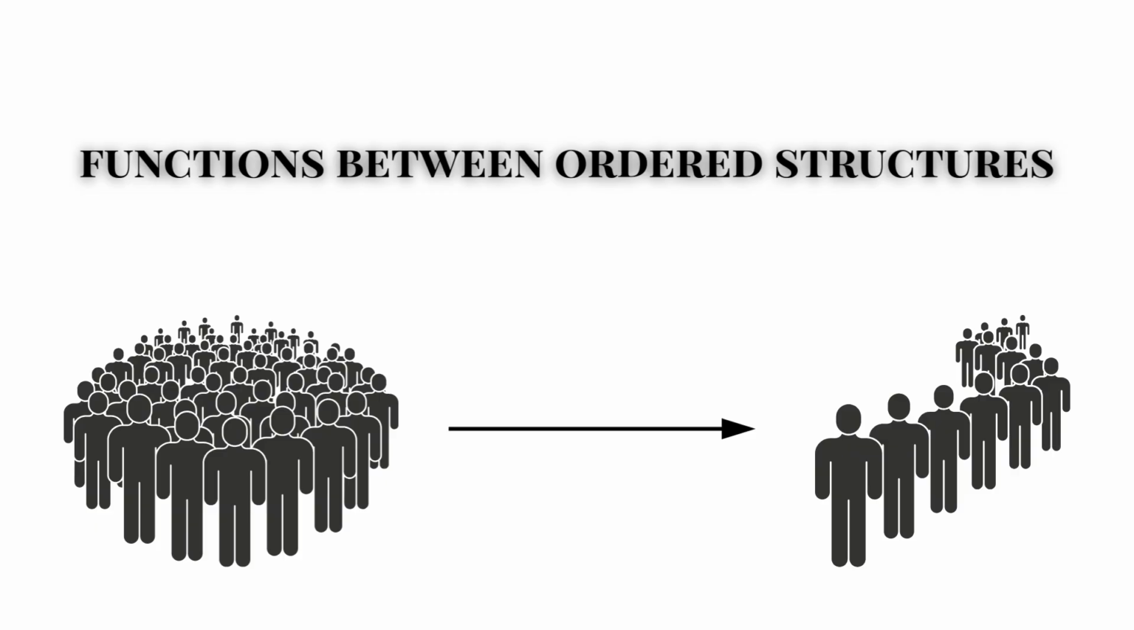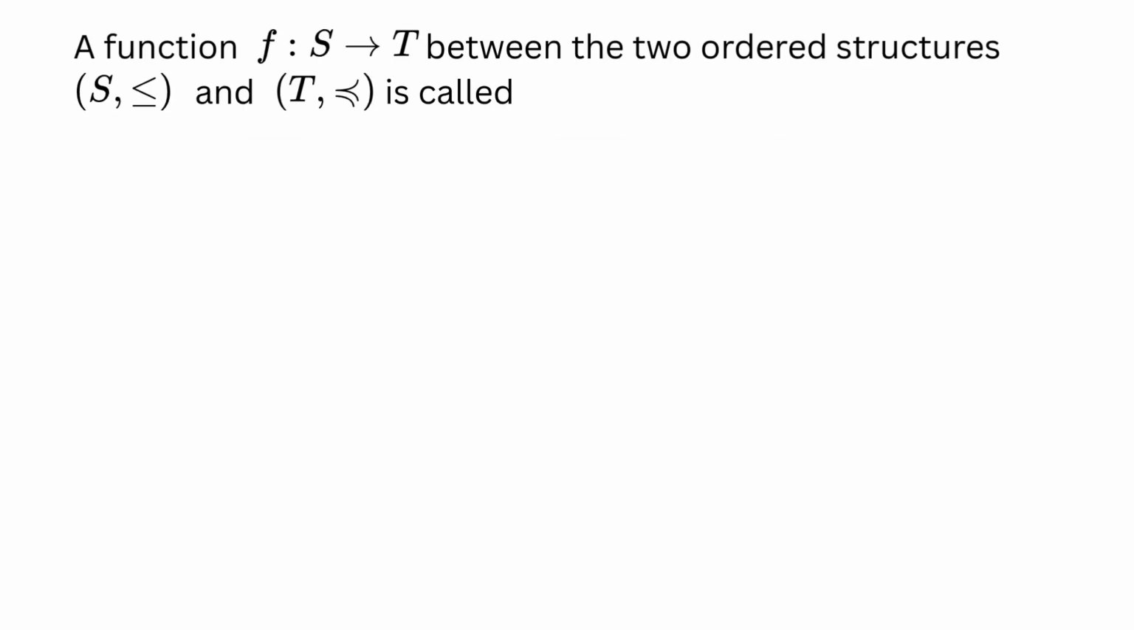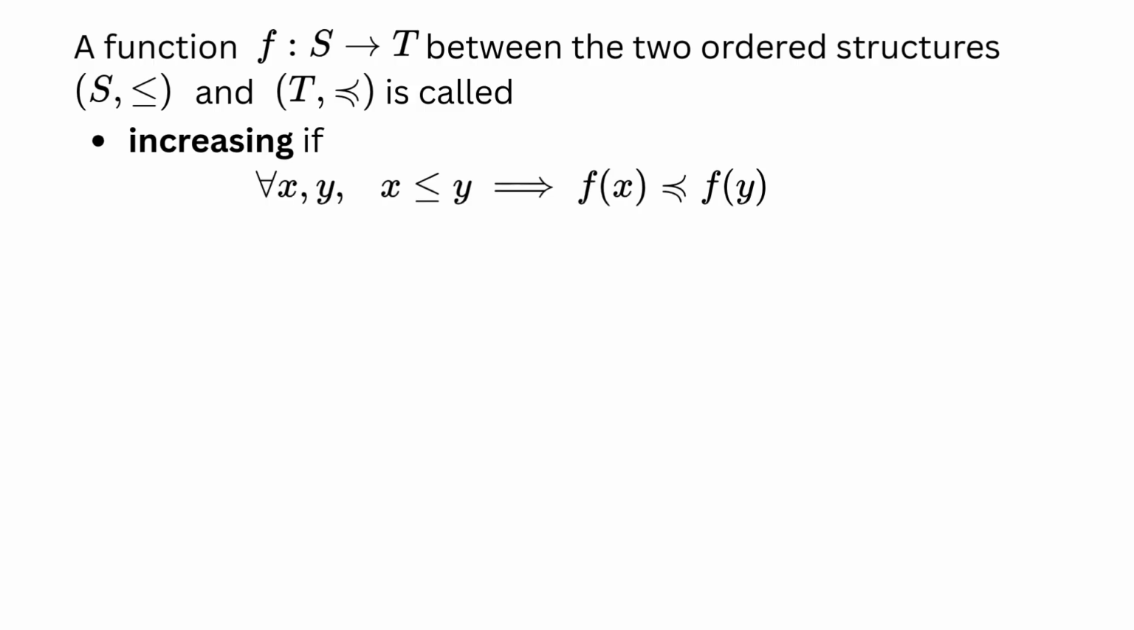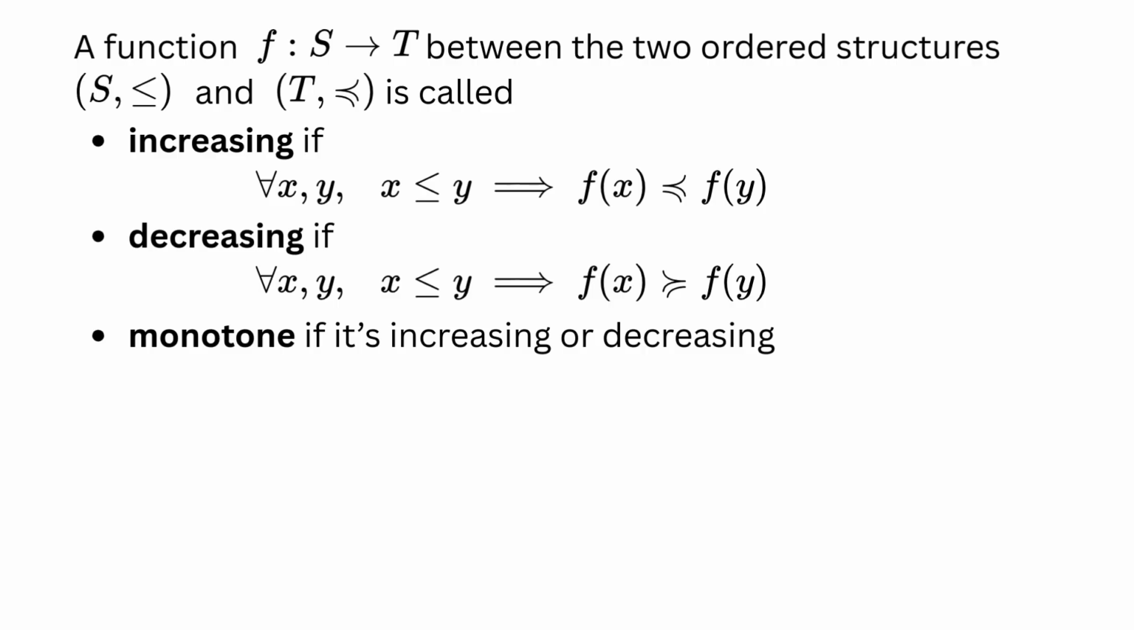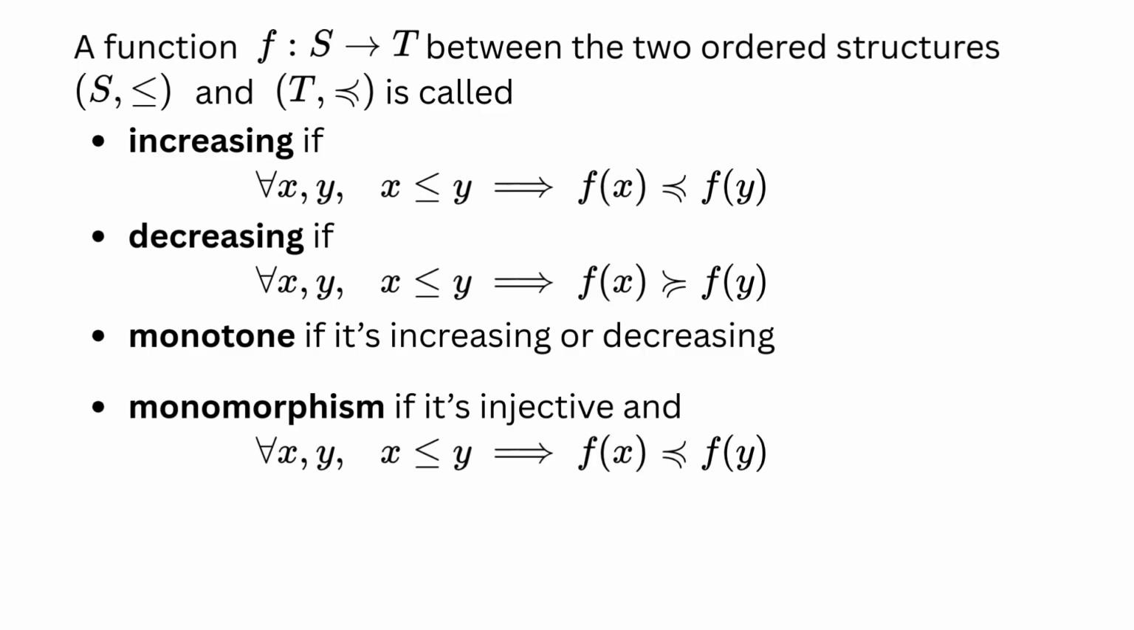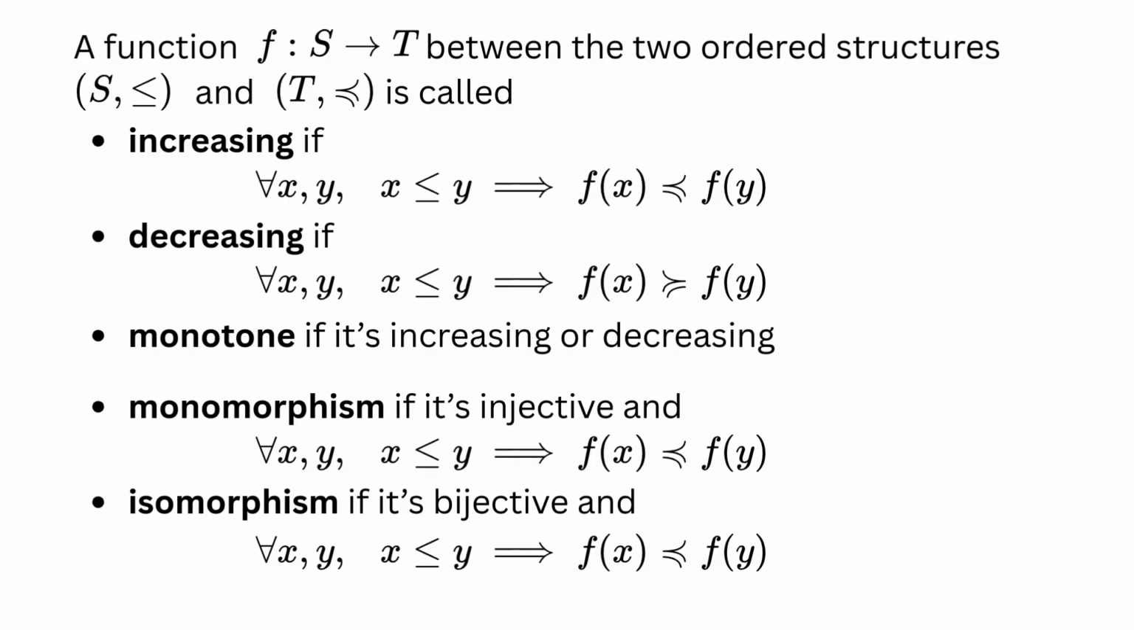Similarly to homomorphisms and isomorphisms between algebraic structures, we could define mappings between ordered structures. In fact, having ordered structures allows us to duplicate all ideas which relate to monotone functions in the set of real numbers. A function f from S to T between the two ordered structures S and T is called increasing if for all pairs x and y belonging to S, it preserves the ordering. Decreasing if for all pairs x and y belonging to S, it reverses the ordering. Monotone if it's increasing or decreasing. Monomorphism if it's injective and preserves the ordering. Isomorphism if it's bijective and preserves the ordering.